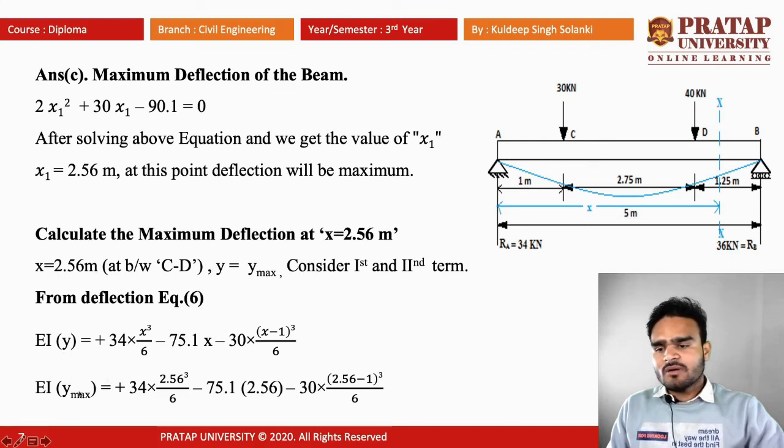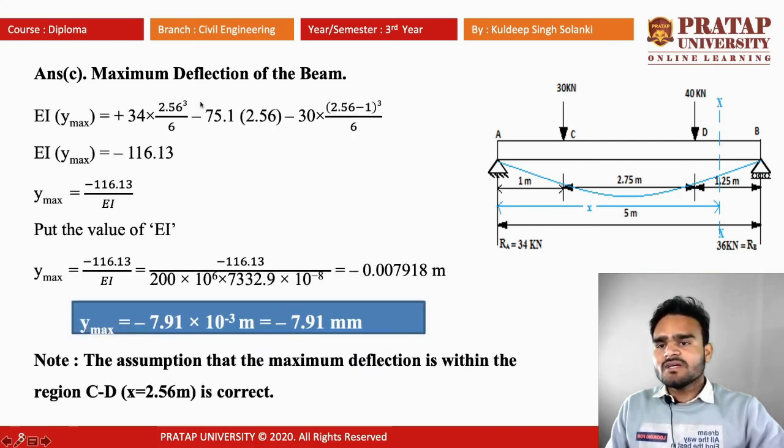Now put the value of x equal to 2.56 meter. This is our deflection equation, first and second term: 34 into x, value of x is 2.56 meter cube, divided by 6, 75.1, and x is 2.56, minus 30, x is 2.56 minus 1 whole cube divided by 6. This is all the numerical terms, and solve this equation. After solving this equation, we get the value minus 116.13.